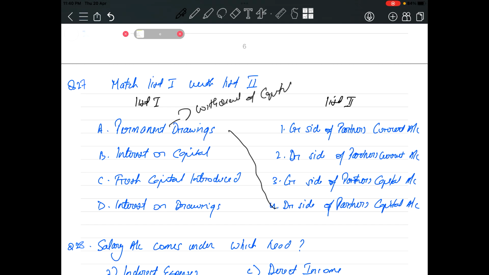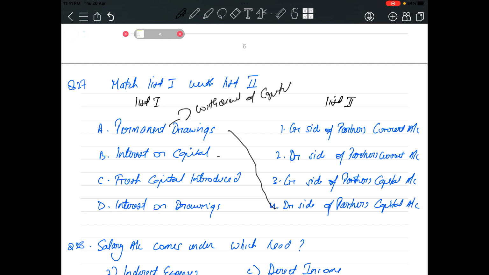And interest on capital, where will interest on capital go? Credit side of partner's current account, debit side of partner's current account, credit side of partner's capital account. Now you will have a question. There is a lot of confusion with regards to fixed capital or fluctuating capital. Now you'll have to use your brain at this point. Now see, interest on capital, can it go to credit side of partner's current account? If we are preparing a current account, can it go to credit side?